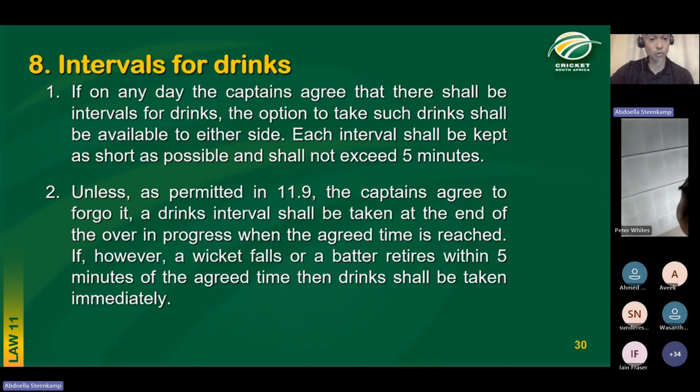In scenario 2, if a South African wicket falls at 10:54, will we take an early drinks? No, we will not. Because 10:54, 6 minutes to drinks. We will then allow the new batter to come in, and we'll take drinks at normal time at 11 o'clock.